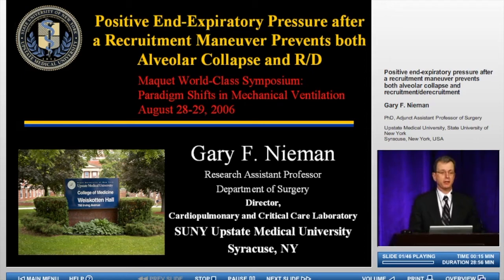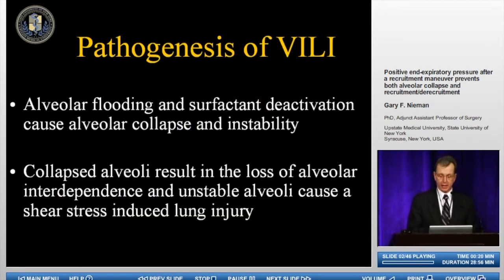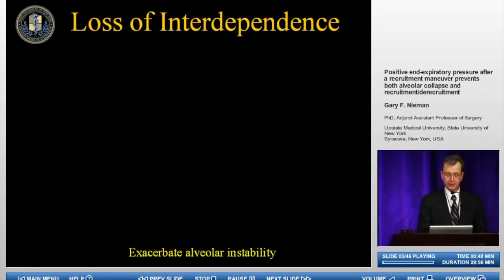Well, this part of the presentation will be a continuation from this morning's talk. And as you recall, we went through the pathogenesis of ventilator-induced lung injury and found that the alveolar flooding and surfactant deactivation caused alveolar collapse and instability, and that collapsed alveoli result in the loss of alveolar interdependence, and unstable alveoli can cause shear stress-induced injury. So effectively what we want to do is recruit the lung and keep it open. We want to open up these alveoli and stent them open so that they are no longer unstable.